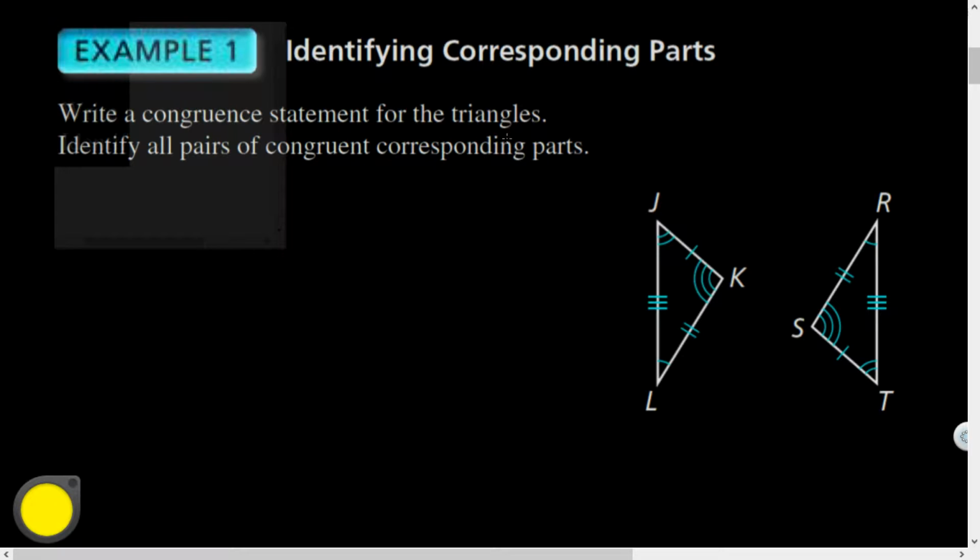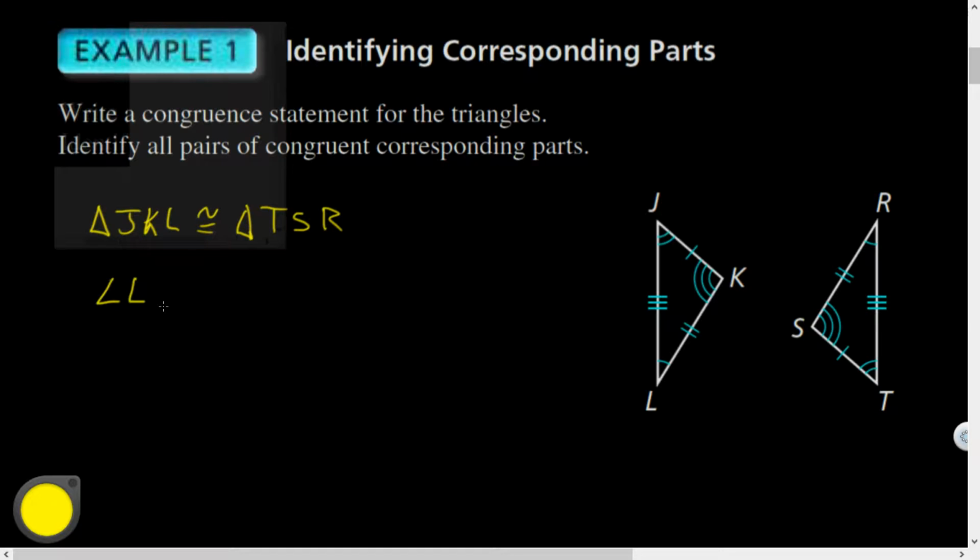Example 1, identifying corresponding parts. Write a congruence statement for the triangles. All right, so triangle JKL is congruent to which triangle? The order that I wrote these has to match the order: TSR. The double arc, yeah, T, I agree. And then K was the triple, so S, yep, I agree, and R. I like it, perfect.